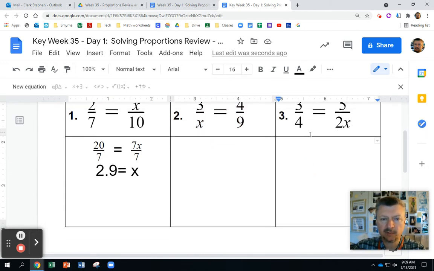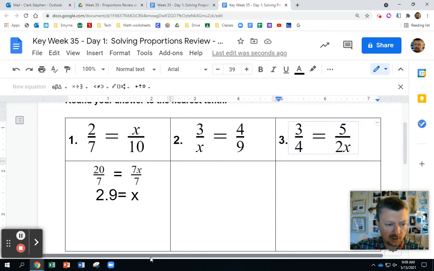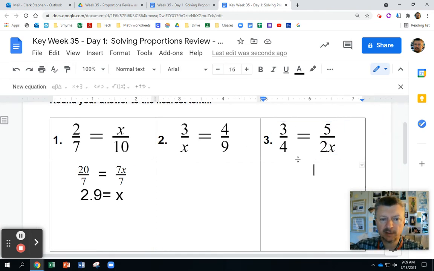So number 3 is different because it has this 2x here. So first thing is 3 times 2x. 3 times 2 is 6, and you add the x. And then we're going to do 4 times 5 is 20. Okay? Cross multiply. 3 times 2x, 4 times 5. They equal each other. Now, I'm not going to put the fraction on this again because it's a bit of a pain. But you know you're dividing by 6 on both sides, whatever you're getting rid of there on the x. So it cancels out on the left side of the fraction. 6 cancels. And then 20, and then you have to divide by 6 on this side too.